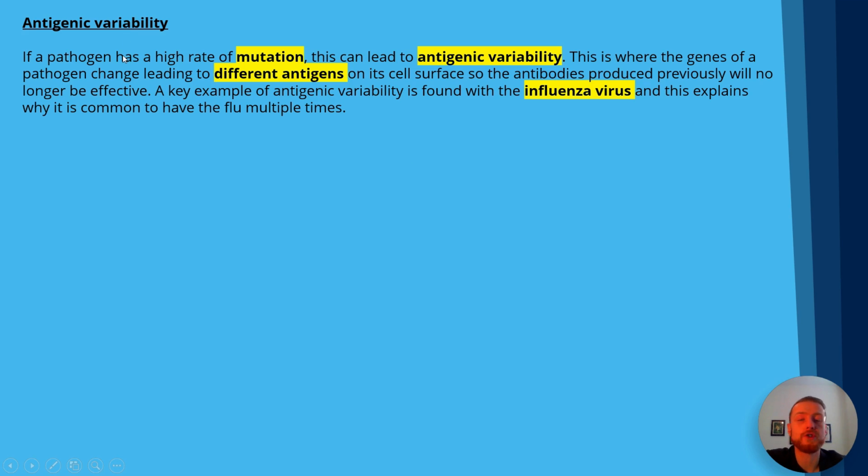Well, if a pathogen's got a high rate of mutations, such as influenza or HIV, this is going to lead to antigenic variability. And this is where we have rapid mutations, leading to different antigens on the cell surface, so the antibodies produced previously will no longer be effective. So again, an example of this is found with the influenza virus.